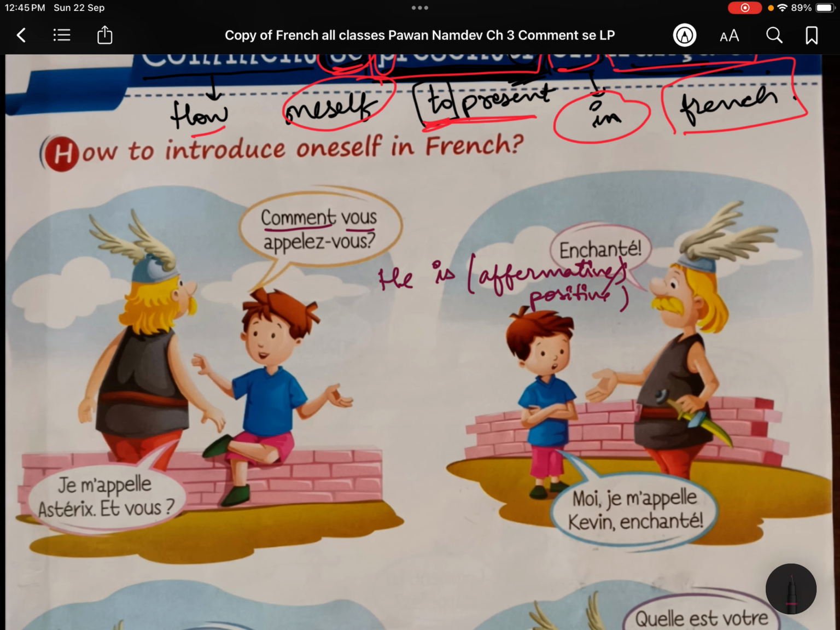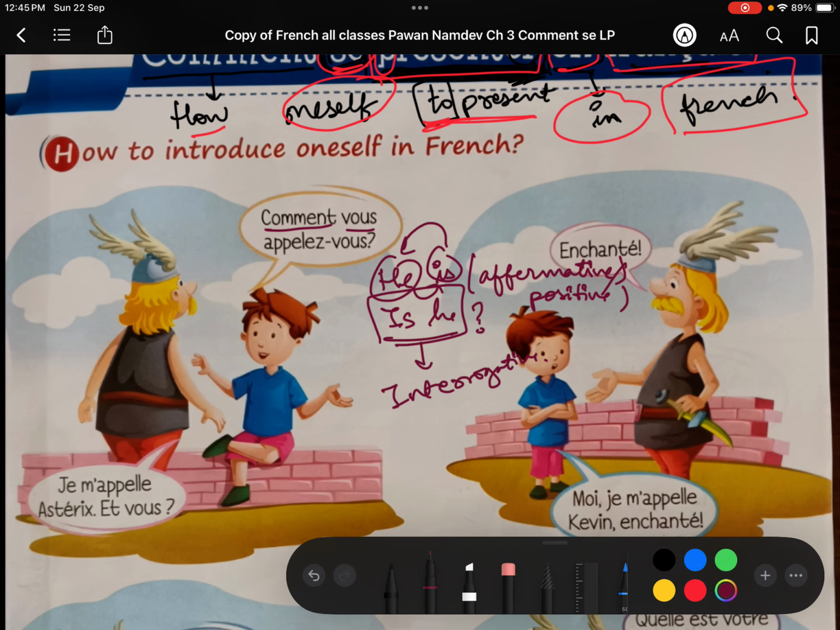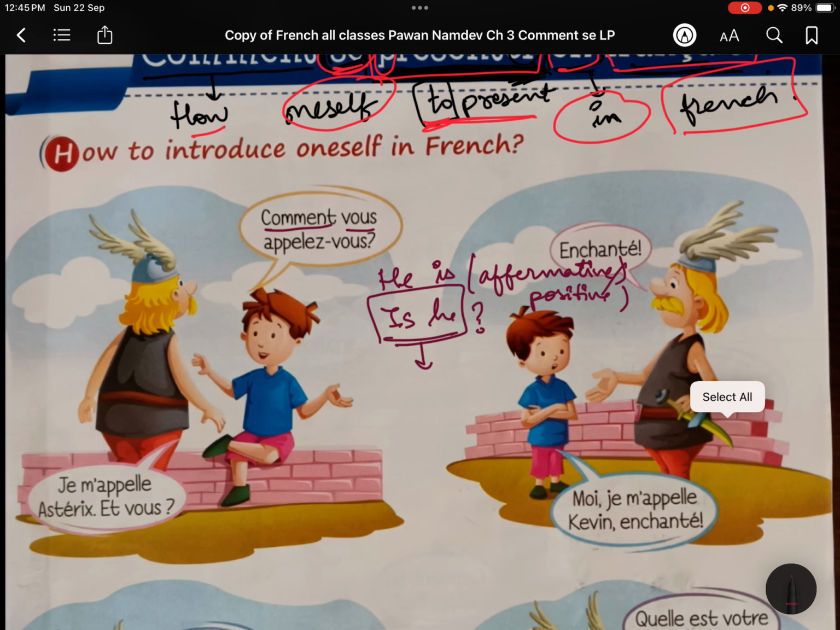To just make it interrogative, can I write "is he?" Now it's just changed into the interrogative one. All right guys, what I have just done is interchange the position of verb and pronoun. Same in French we do so.